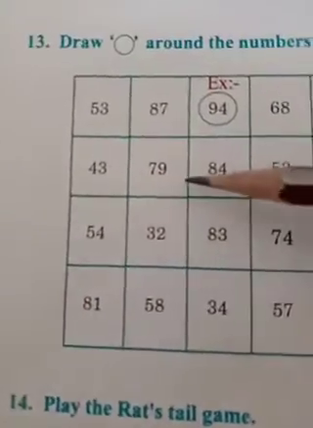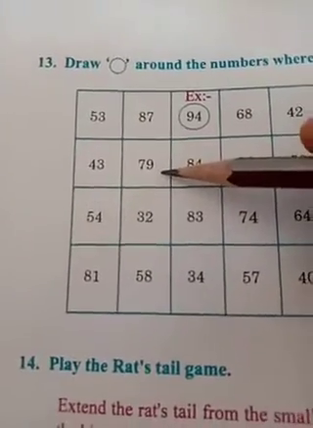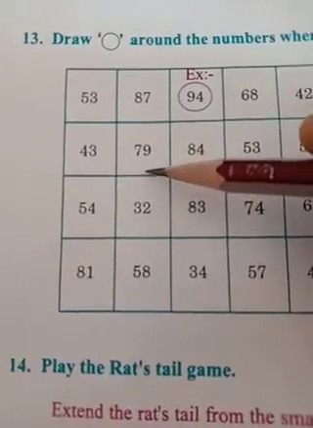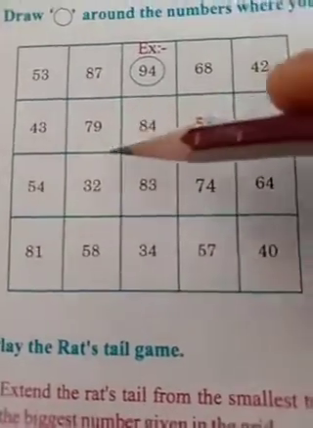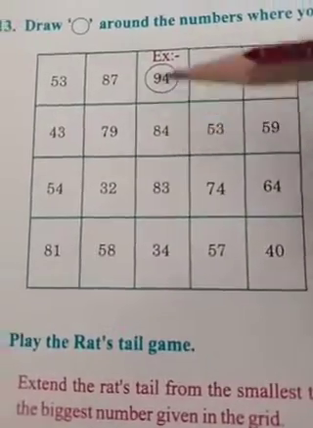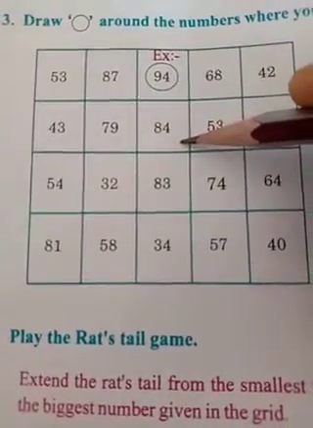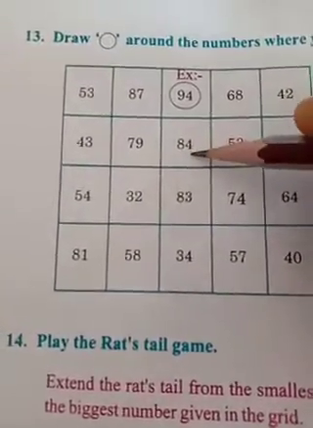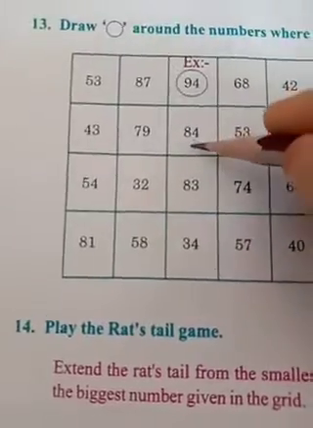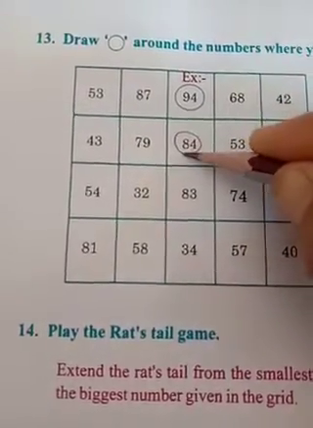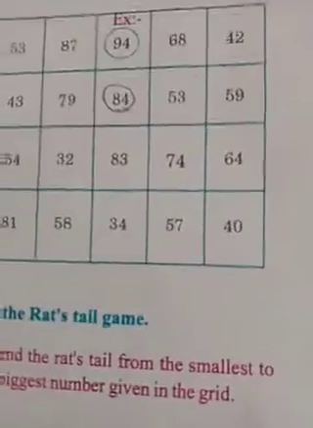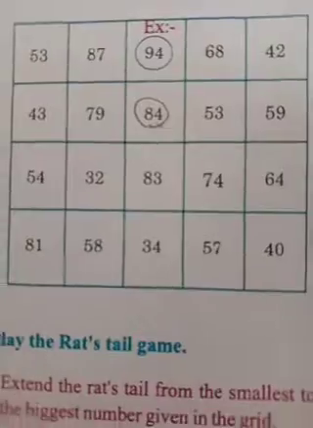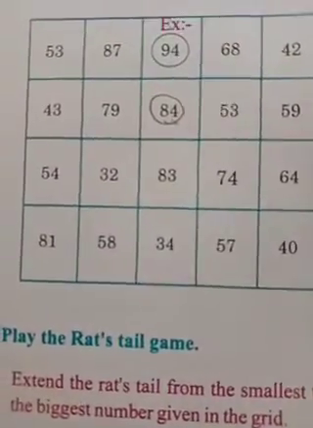So no need. Here 9 in ones place, 7 in tens place. 79: 9 in ones place, 7 in tens place. Here 4 is not there, so no need for that number also. Here 4 in ones place, 8 in tens place. 84. So 4 in which place? Ones place. So we want this number. Circle it, 84. 4 in ones place means circle it.